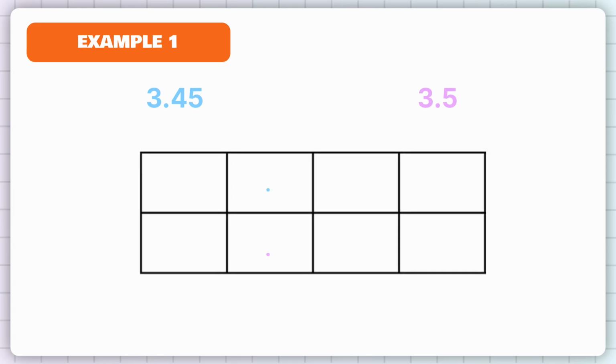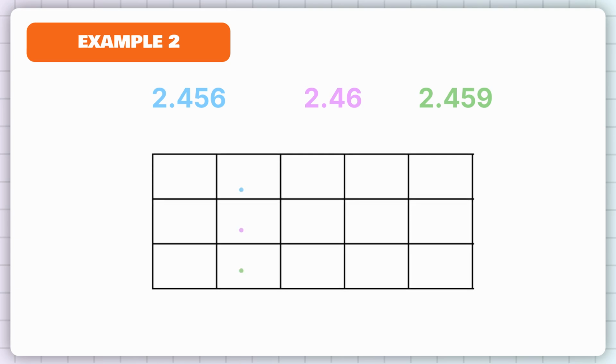Consider the decimals 3.45 and 3.5. To compare these, we align their decimal points. When we look at the digits from left to right, we see that both numbers have the same whole number part, 3. In the tenths place, both have 4 and 5 respectively. Since 4 is less than 5, we know that 3.45 is less than 3.5.